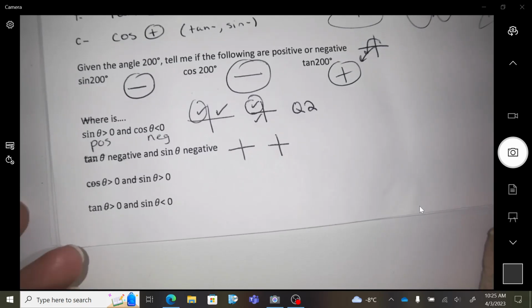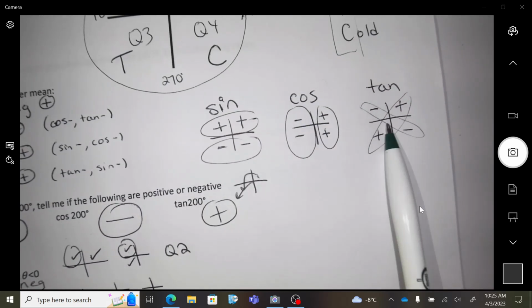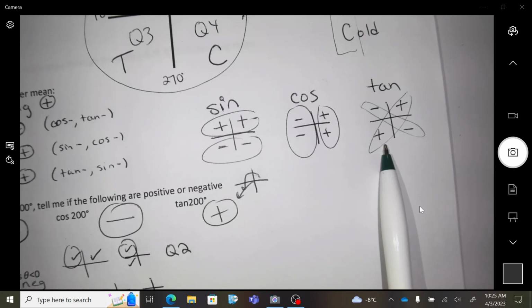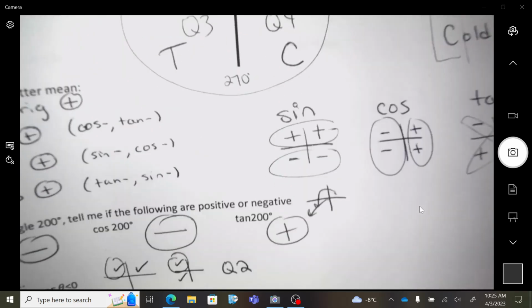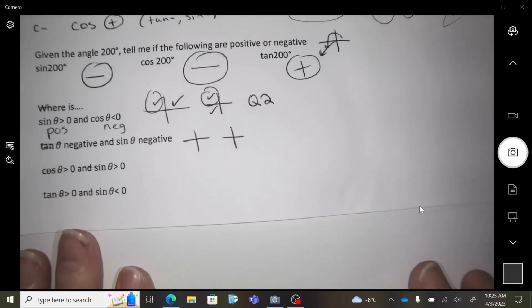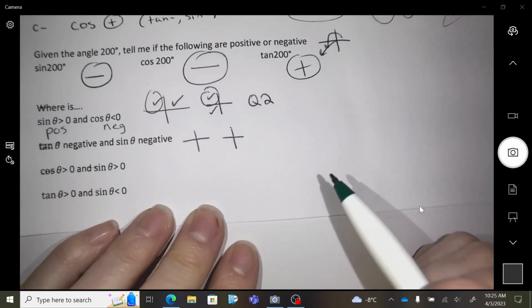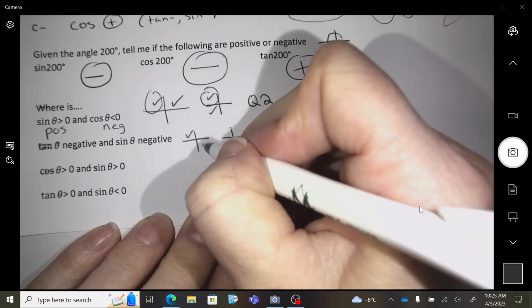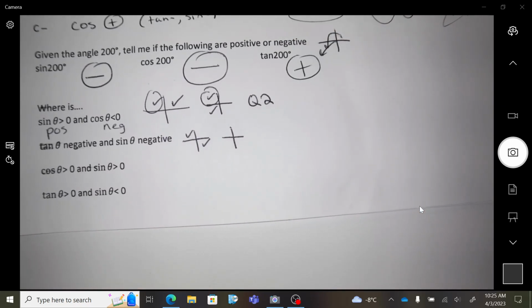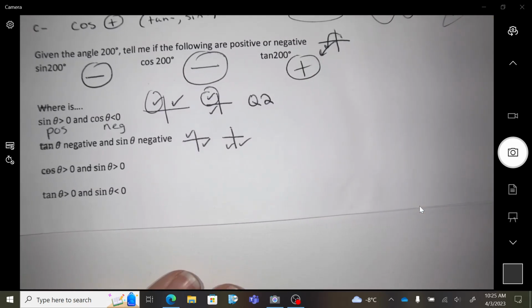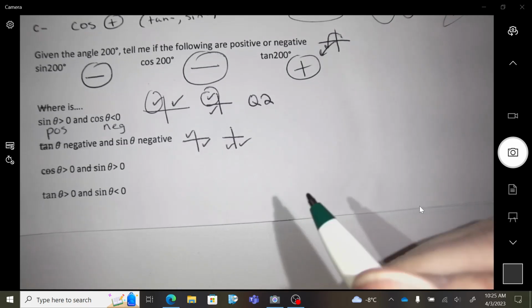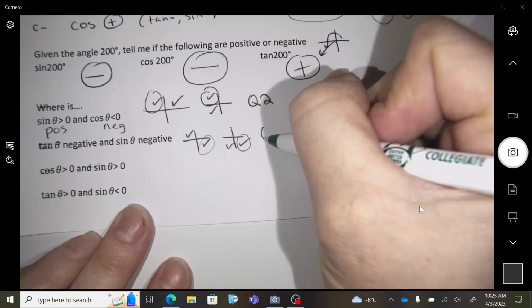Okay, this is why these little cheat sheets are really helpful. Top, bottom, left, right, diagonals. Where is tan negative? 2 and 4. Where sine is negative, so those are the bottoms. So where is the quadrant where something and something, they were both happening? Quadrant 4.